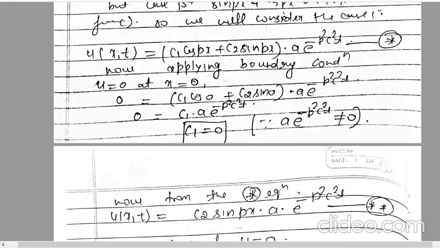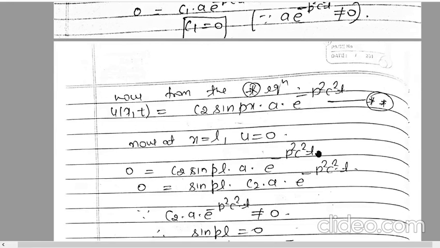Our boundary condition is: at x equal to 0, your solution will also be 0. So put x equal to 0 here. So 0 is equal to c1 cos 0 plus c2 sin 0, into this solution as it is. 0 is equal to c1 into this solution. Now this solution, A into e to the power minus p square c square t, can never be 0, because that would mean our time is 0. So our constant c1 will be 0 here, right? Put the value of c1 in the star equation. So you will get u(x,t) is equal to c2 sin px into this solution.